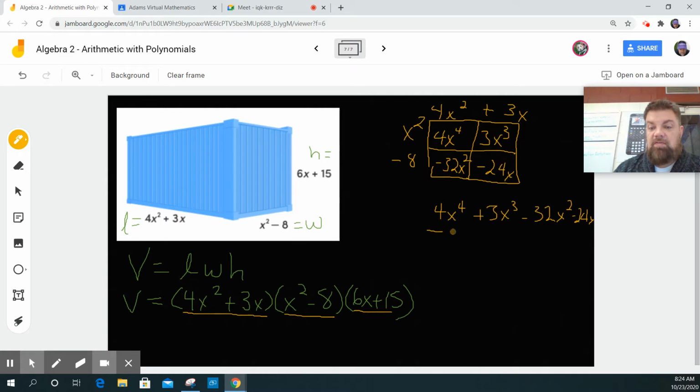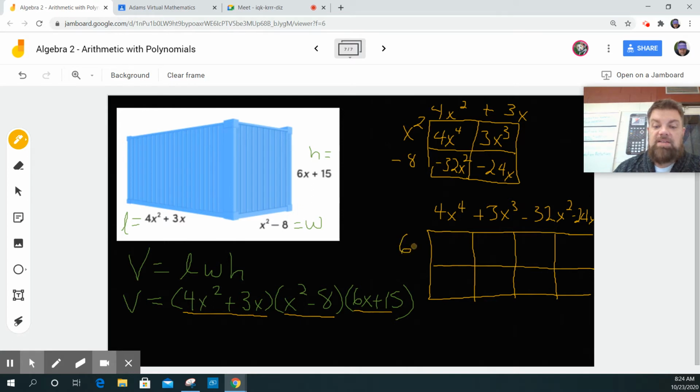So I'm going to have to do another grid. And I got to make sure that I give myself enough room. And then I'm going to multiply that by 6x plus 15. So 4 times 6 is 24. X times x to the 4th is x to the 5th. 3 times 6 is 18. X to the 3rd times x is x to the 4th.